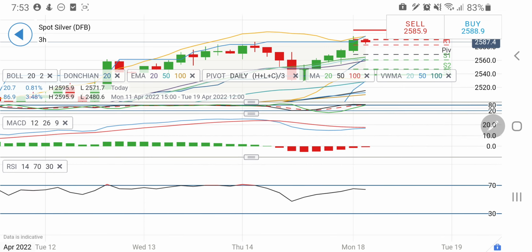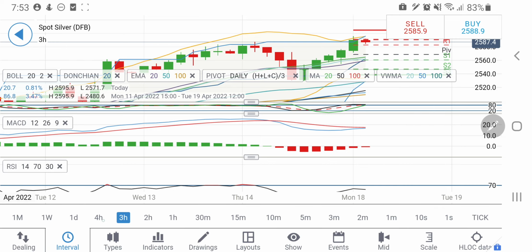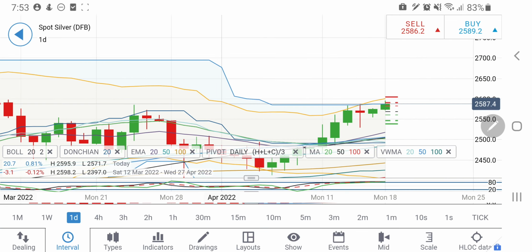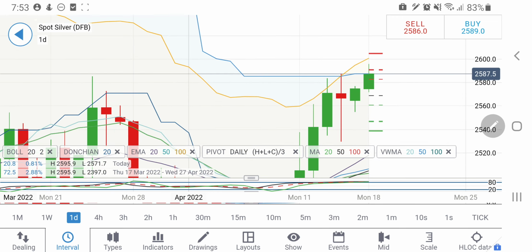MACD trying to converge and crossover, RSI not showing any signs here. Now let's have a look at the daily charts. On the daily charts, see, it has already given a breakout here, and this is the breakout candle, and that is why 2570 is a critical level for the day. Till the time it remains above 2570, one can remain long on silver. The target is going to be 2600 plus levels, which it may achieve.